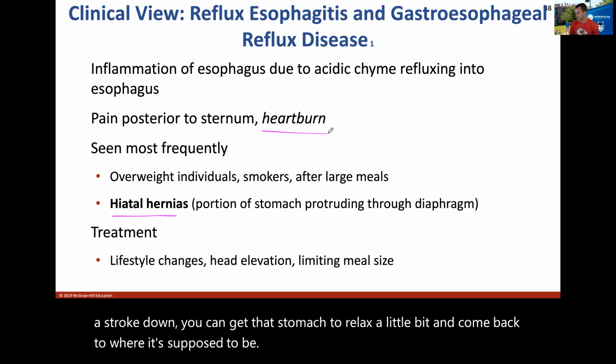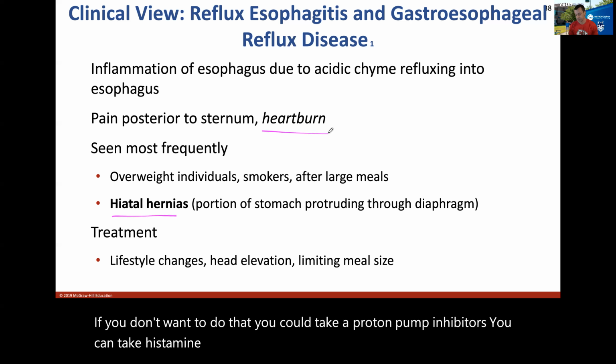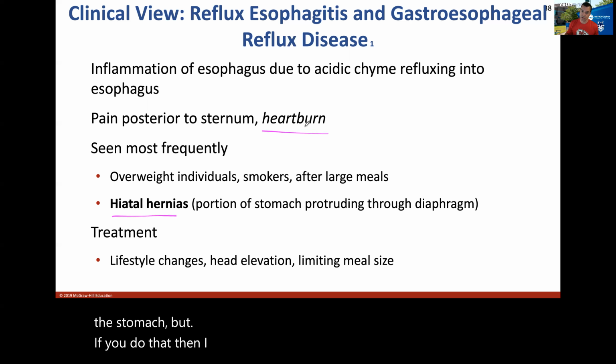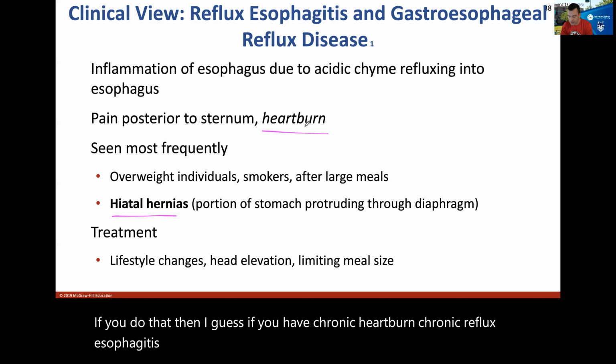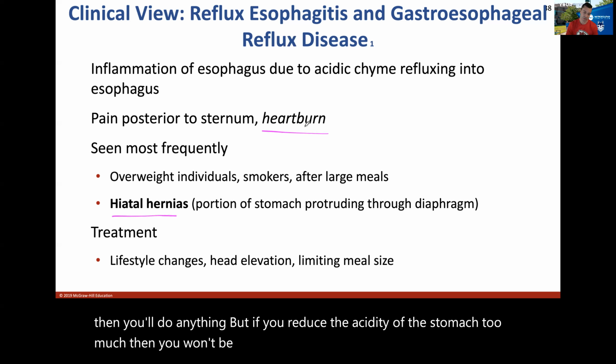If you don't want to do that, you can take proton pump inhibitors. You can take histamine blockers. This will diminish the acid production within the stomach. But if you have chronic heartburn, chronic reflux esophagitis is the fancy word for it, then you'll do anything. But if you reduce the acidity of the stomach too much, then you won't be able to digest or break down amino acids. So there are some consequences of that.